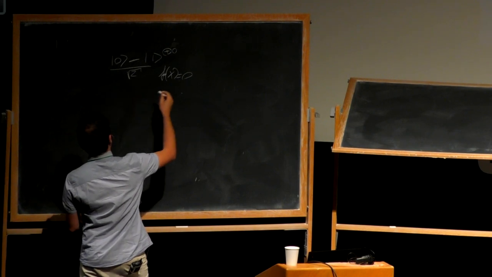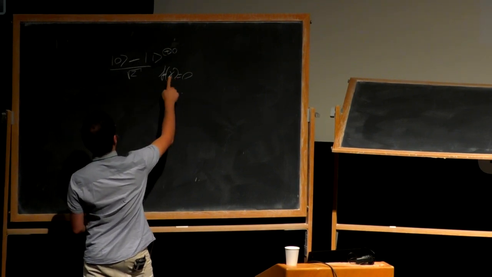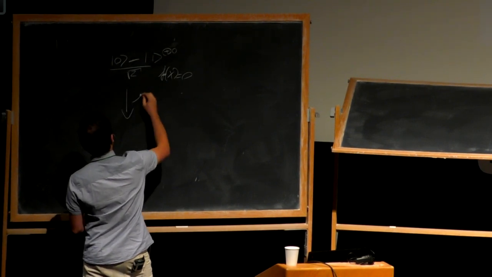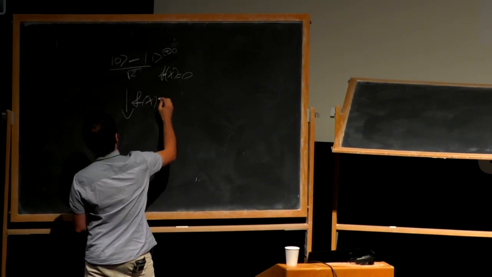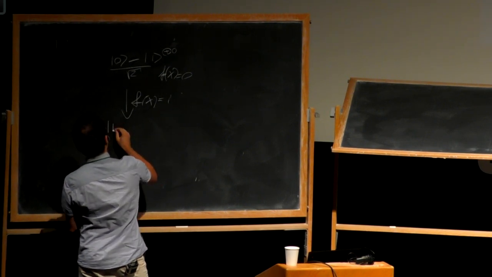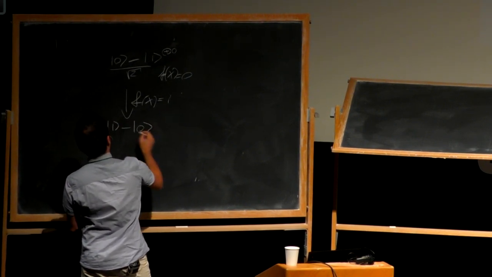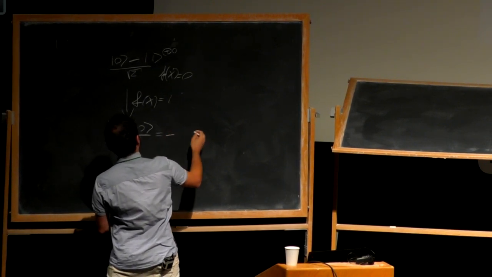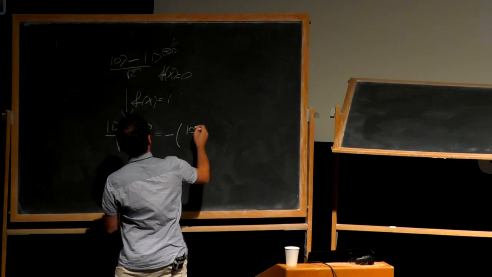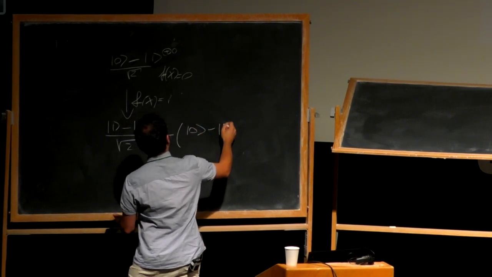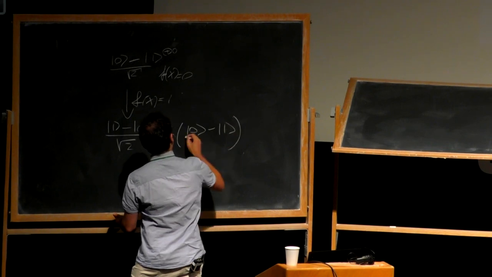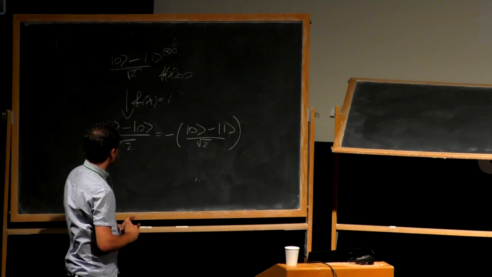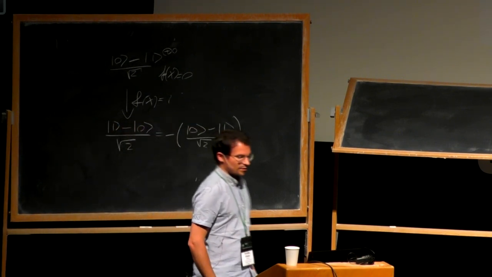But if your function value is 1, then you are flipping these 2 bits, and then you will get something which is 1 minus 0 divided by square root 2, and that's exactly minus 1 times 0 minus 1. So indeed, your phase gets a minus 1 sign.